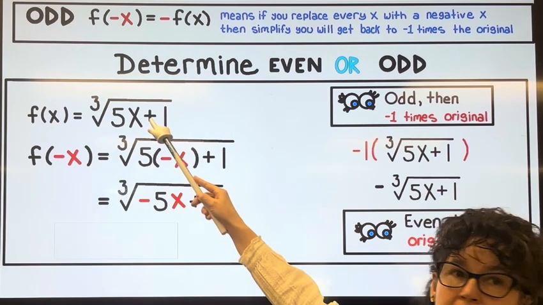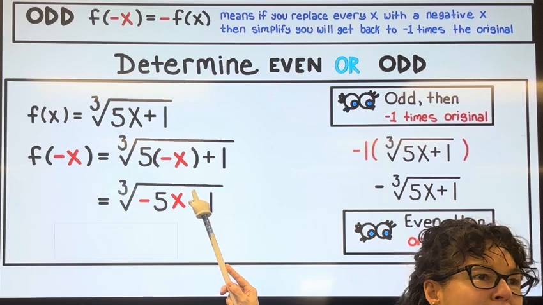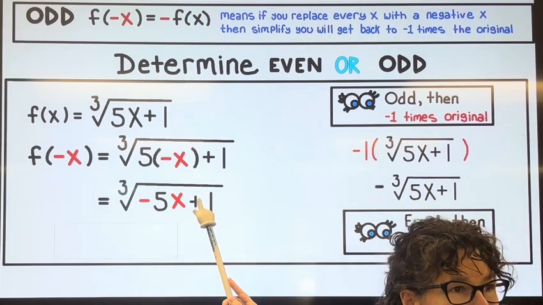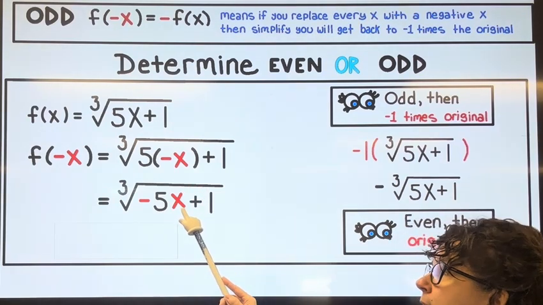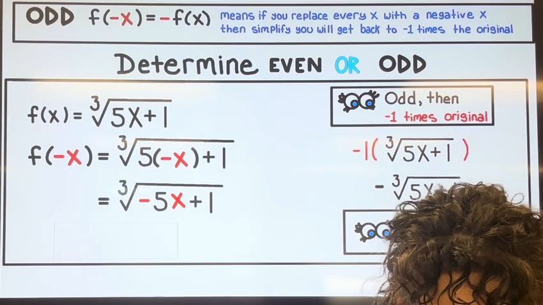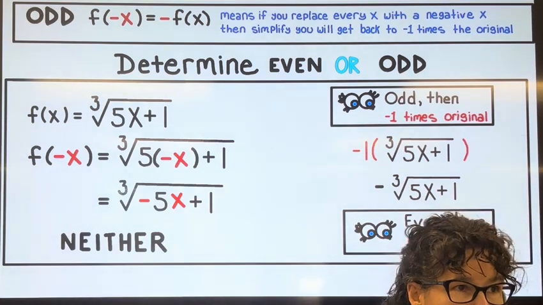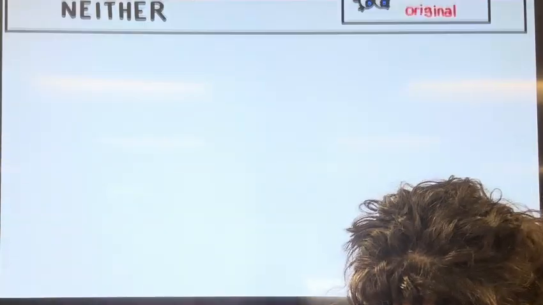Okay, it's definitely not the original. And a negative, you can't factor out negatives. There's no such thing in roots. So it does not look like -1 times the original. So this particular function is neither even nor odd. Okay, we're going to look at 2 more examples.